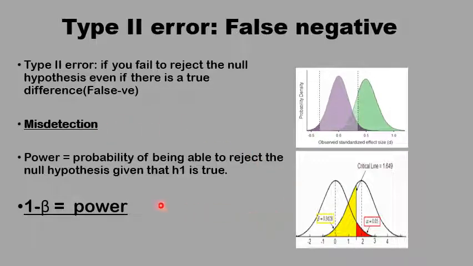By definition, the power of the study is the ability to avoid this type 2 error. So it's the remaining part of the curve. If this area of the curve, the yellow part, is beta, then the power of the study is 1 minus beta, the whole green distribution minus beta. The remaining part of the curve is termed the power of the study. And the more power you have, the less type 2 error you would get.